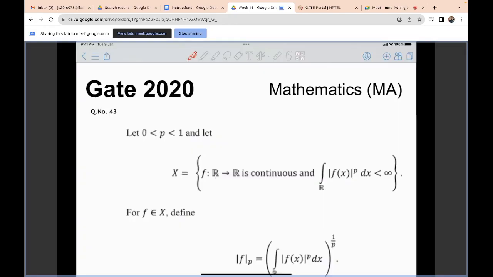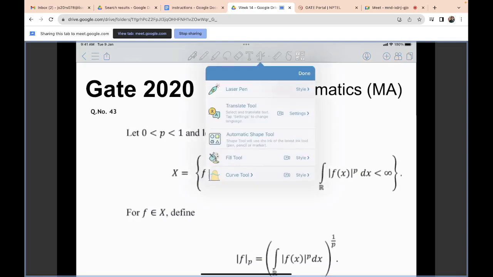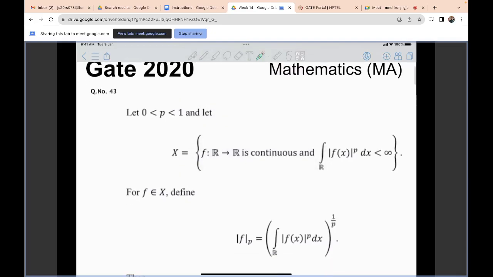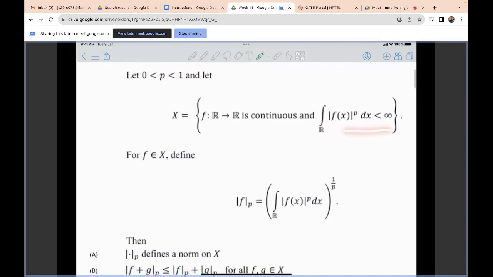Okay, so today we'll solve a GATE 2020 question. This is a question from real analysis, question number 43. It says: let p be between 0 and 1, and X is the set of all continuous functions such that the integral of |f|^p should be finite. And for f belonging to this space, we define this.